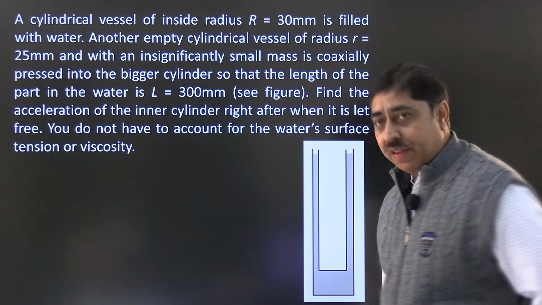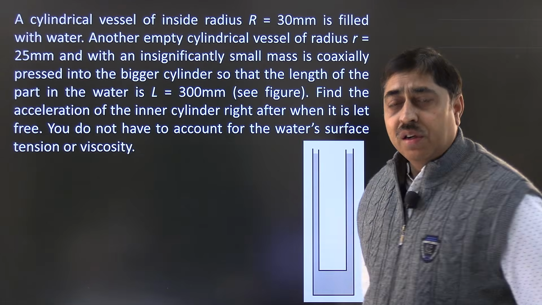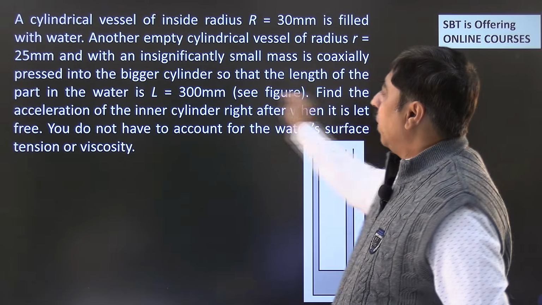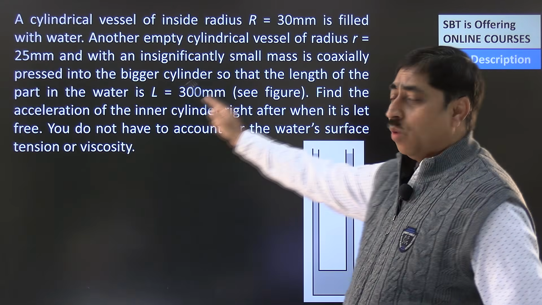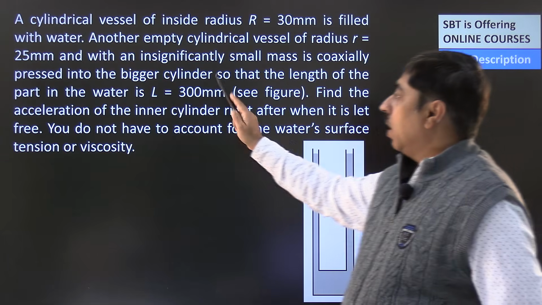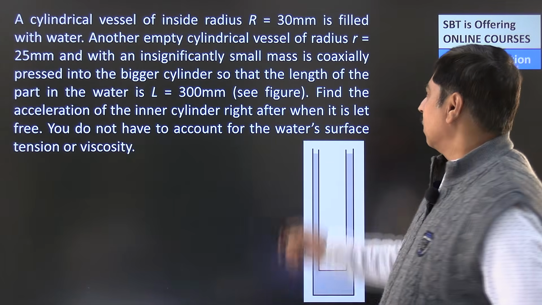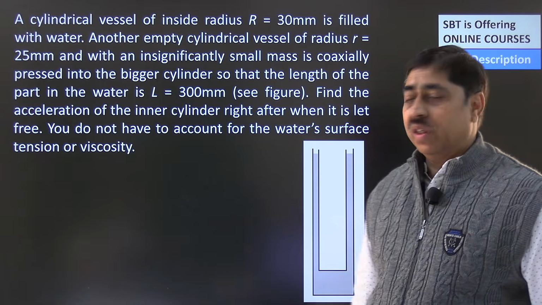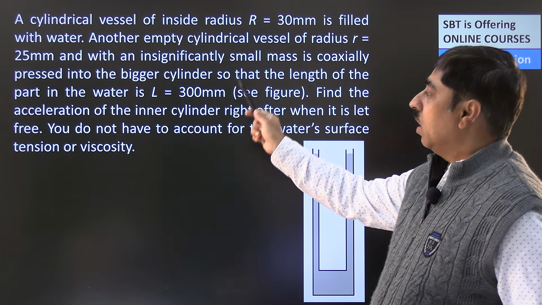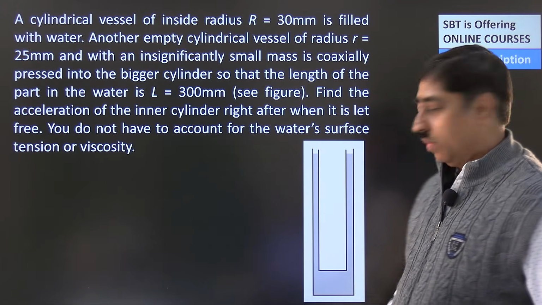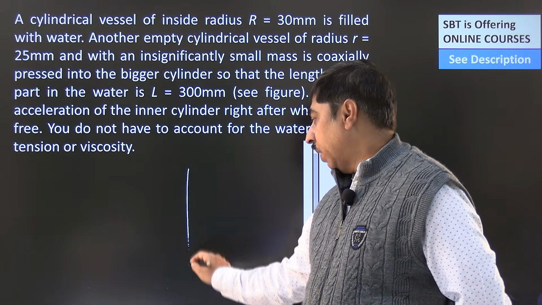The question goes like this. A cylindrical vessel of inside radius capital R, 30 mm, is filled with water. Another empty cylindrical vessel of radius small r, that is 25 mm, and with an insignificantly small mass, is coaxially pressed into the bigger cylinder so that the length of the part in the water is 300 mm. See the diagram. If it is not clear, I am drawing it again to explain this.